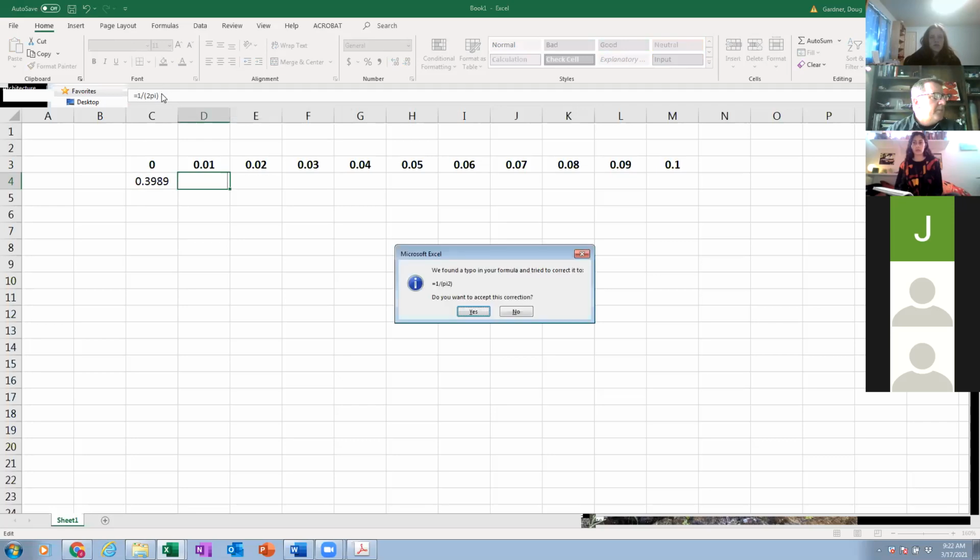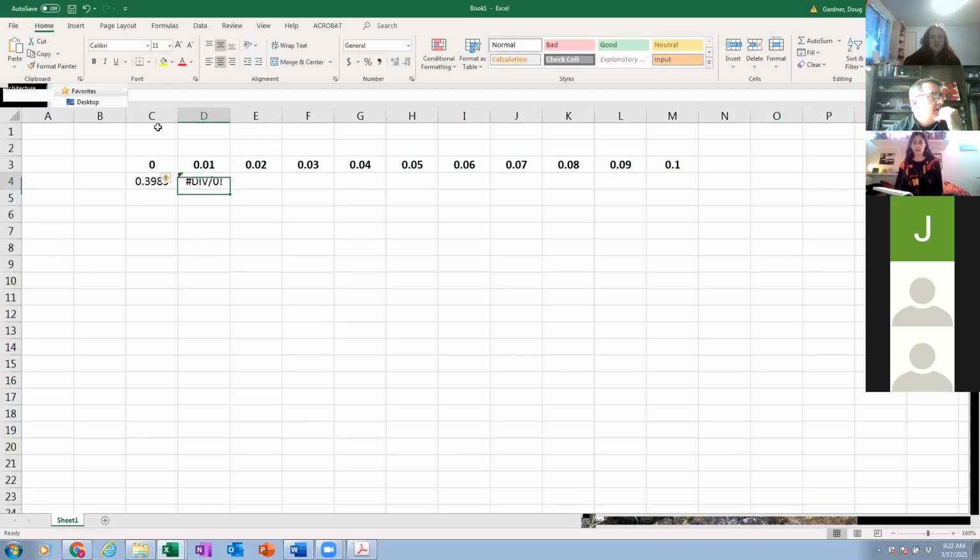Let's see, I don't think it likes pi. I think you have to say 2 times pi, but then start and close a parenthesis to get that to work. Okay, it likes that.